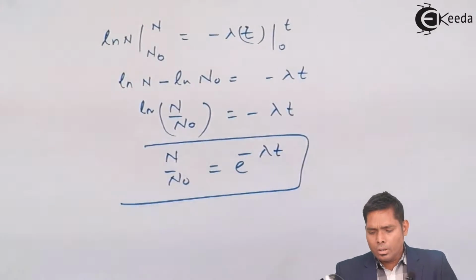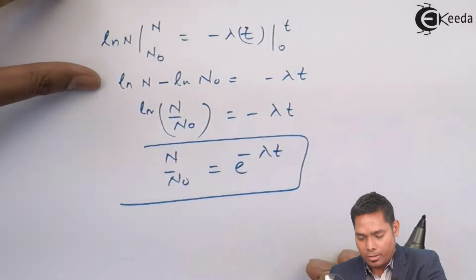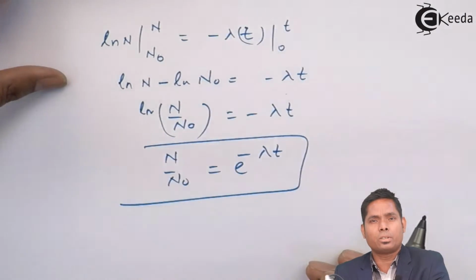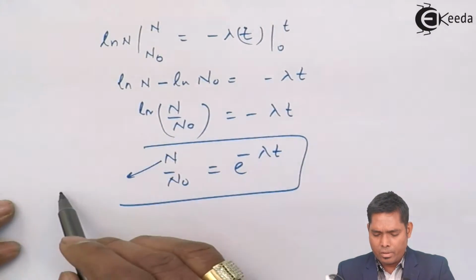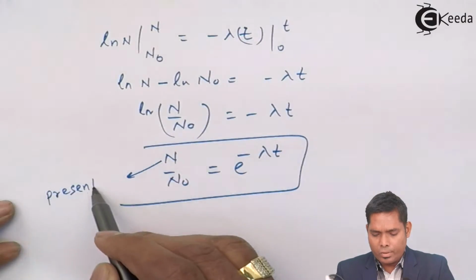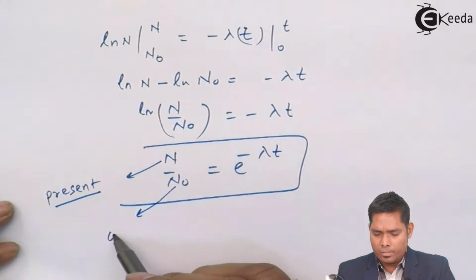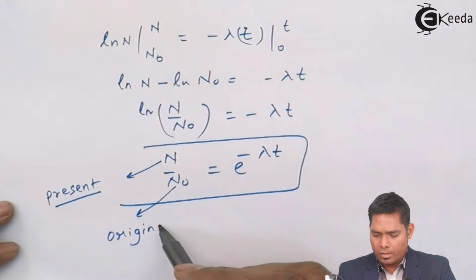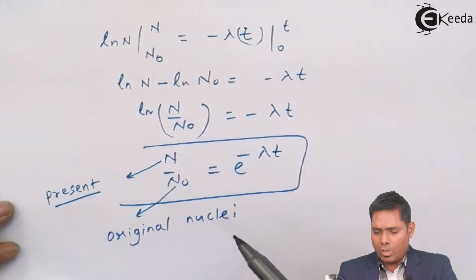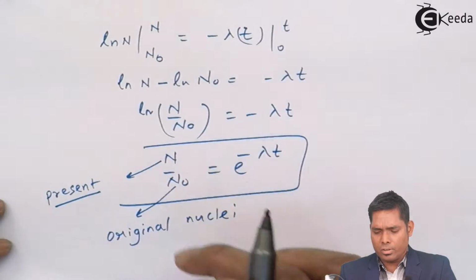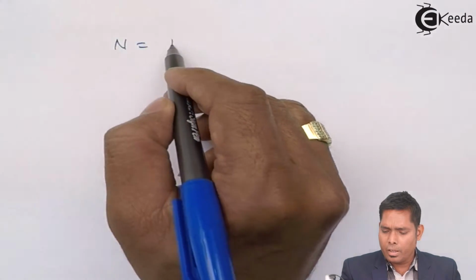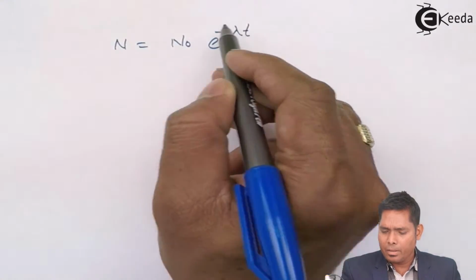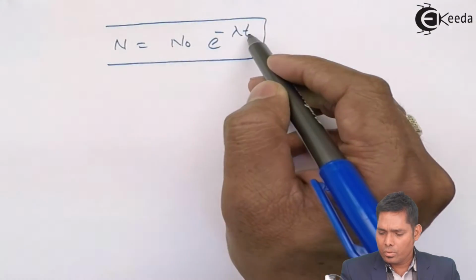So this is the expression for the nuclei that are present, and n0 is the original nuclei. How much is lost is the difference, but we are interested in how much is present, so n becomes n0 e raised to the power minus lambda t. This equation we are going to use.